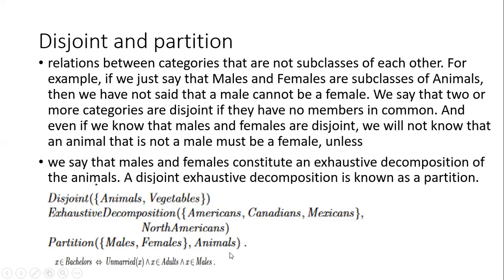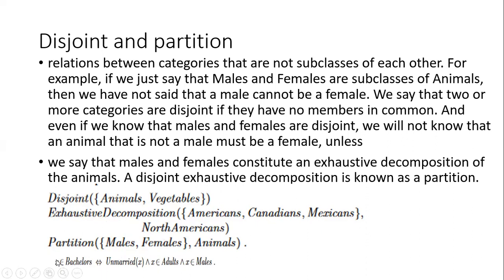If you take a person, that person can be a citizen of America, Canada, or Mexico, or North American. The same person may have citizenship of one or two countries, not all of them. So we can say it is an exhaustive decomposition. Then partition: male and female are both disjoint but belong to animals.